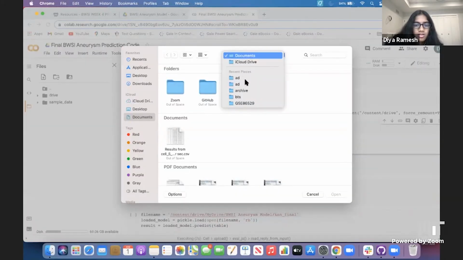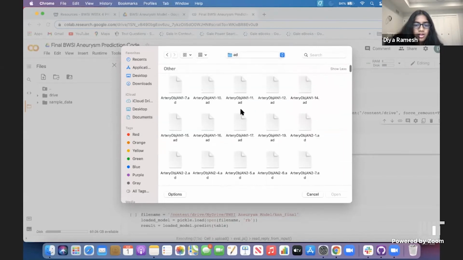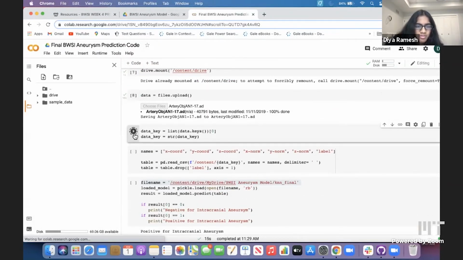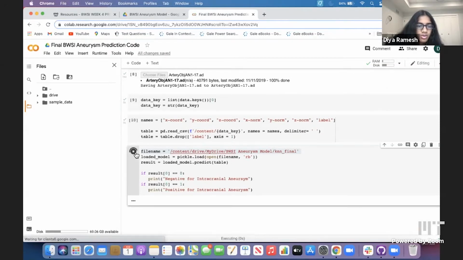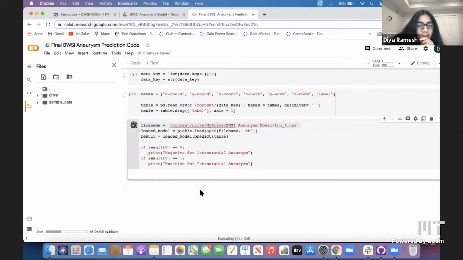So I can show that to you. I am going to pick a file. Our data was separated into folders based on being positive or negative for intracranial aneurysms, and it will tell you if it's positive or negative right here. So here the sample was negative.